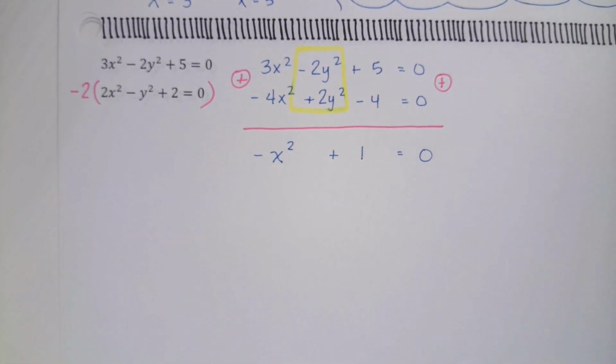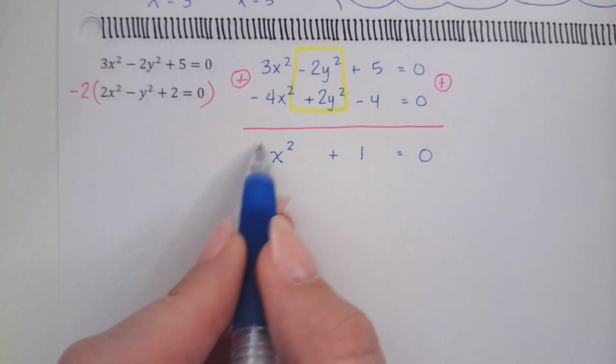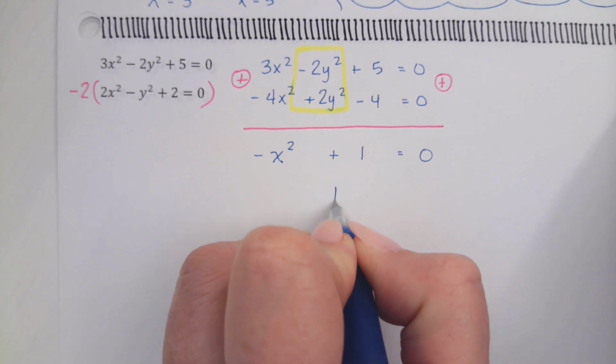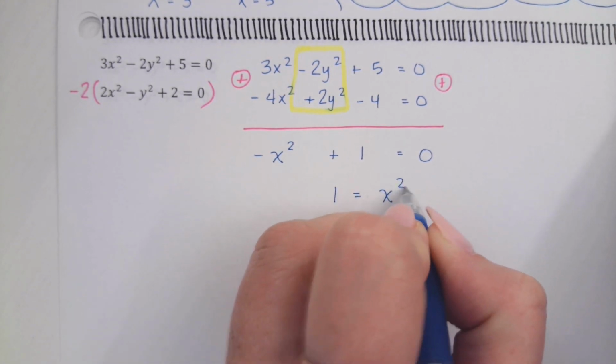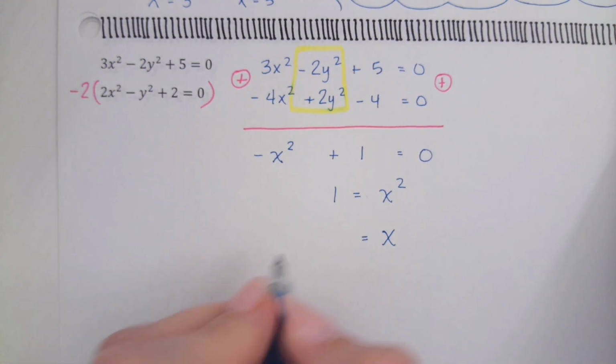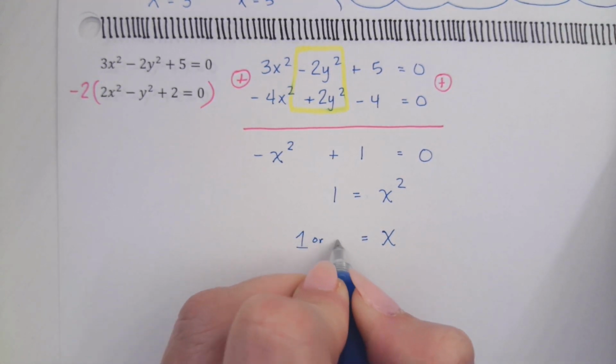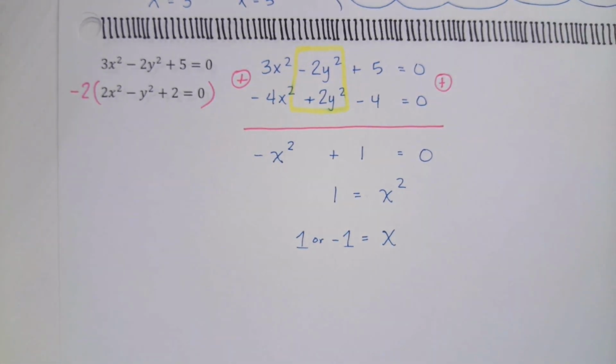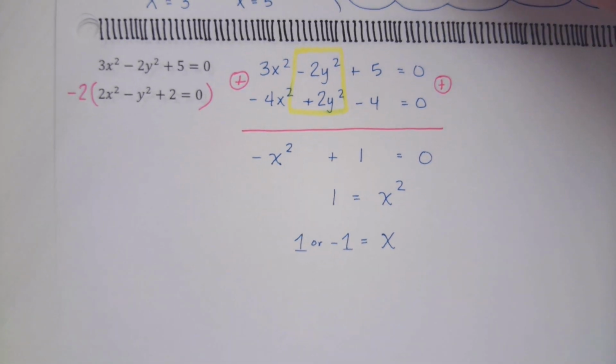So this is just a tiny little baby quadratic that we need to solve. I can move this negative x squared to the other side so that I get 1 equals x squared. Take the square root, which means x equals 1 or negative 1. So 2 x values again, which means we'll have a minimum of 2 solutions. We might have 2, 3, or 4. We'll still need to go back and find the y that pairs with each of these.